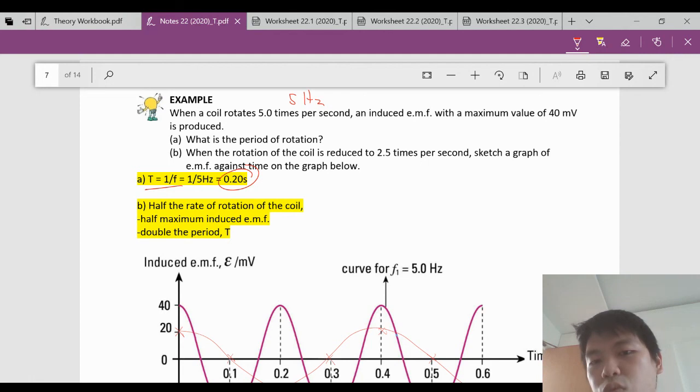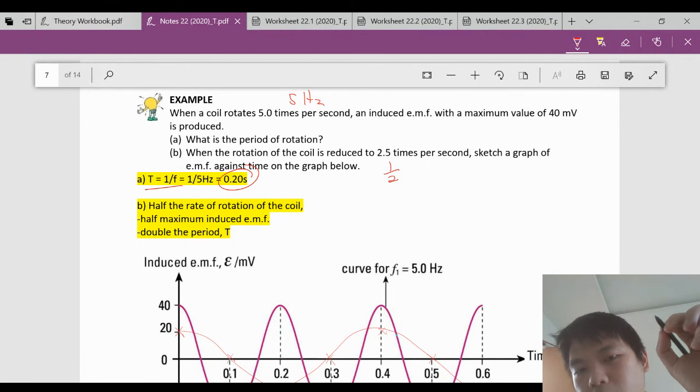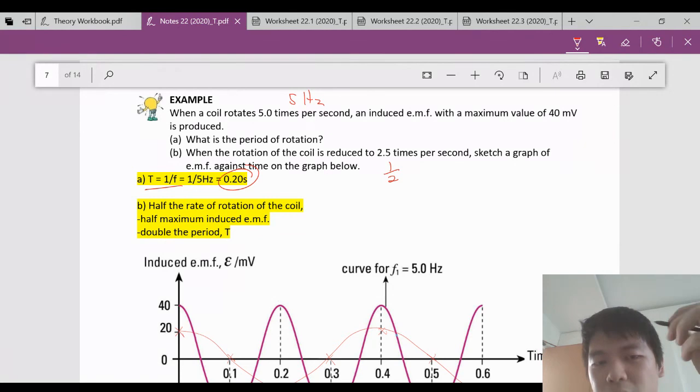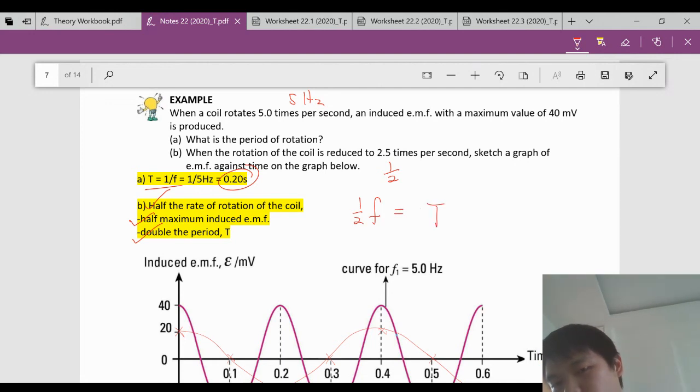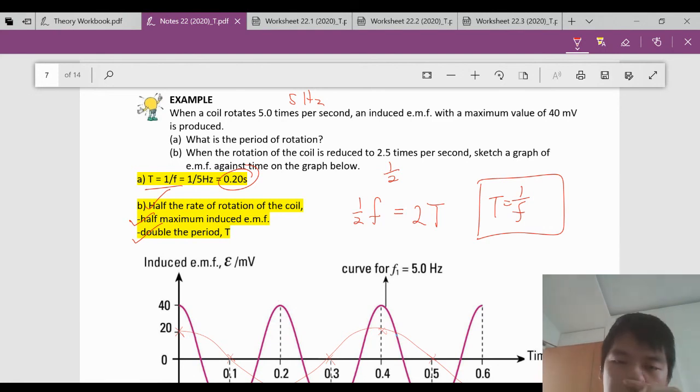So when the rotation is reduced to 2.5 times per second, so now you halve the rotation, you halve the frequency. They want you to sketch the graph of EMF on how they actually change. So when you halve the frequency or halve the rate of the rotation, your maximum induced EMF will also halve, and your period will double, because now when you halve your frequency, your period will be 2 times. How do we know? Just use the formula T equals 1 over F, and then you will understand why the period is 2 times longer.